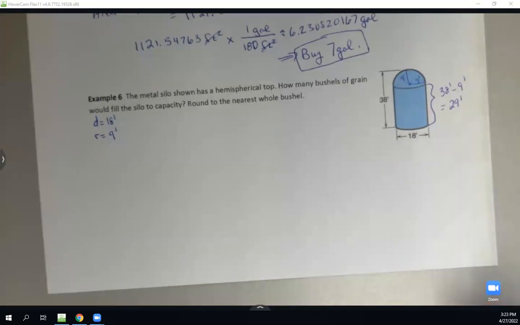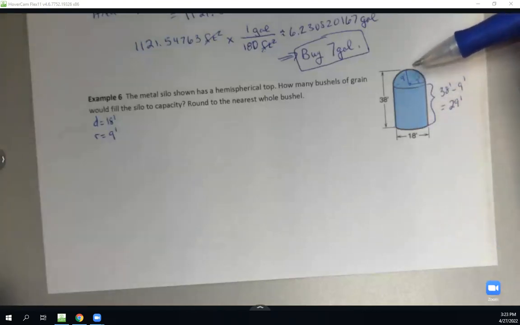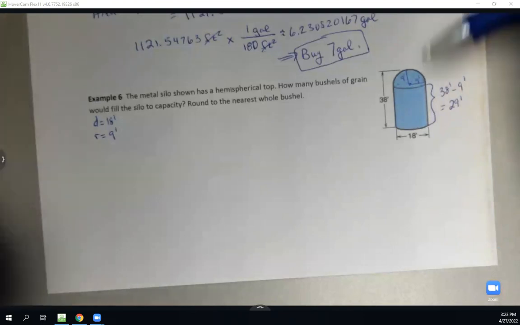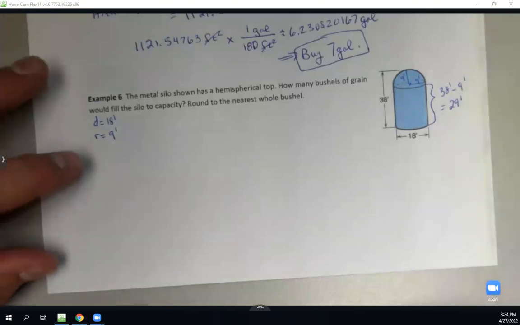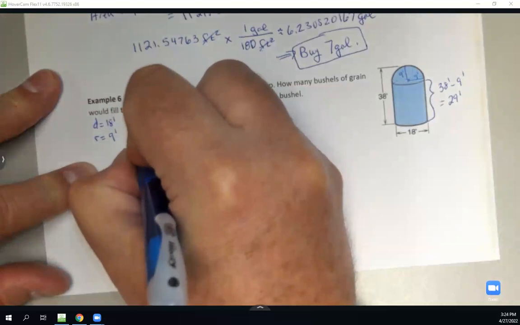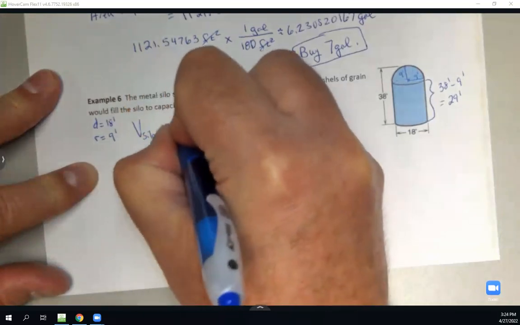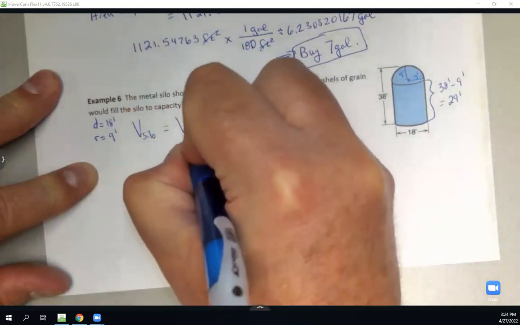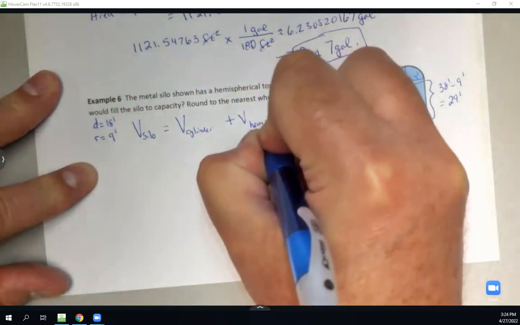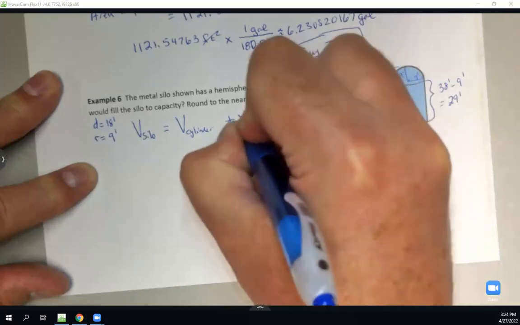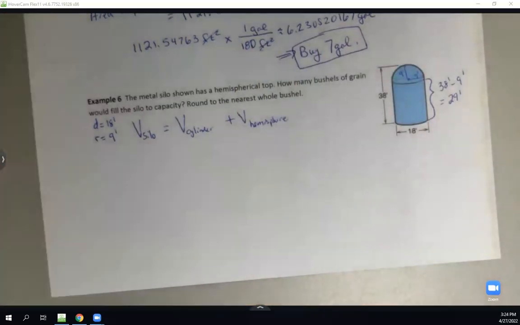So what I'm going to do here is find the volume of the cylinder part, and find the volume of the hemisphere part and add that together, and that'll be the volume of the silo. Okay, make sense? So the volume of the silo is going to equal the volume of the cylinder plus the volume of the hemisphere.